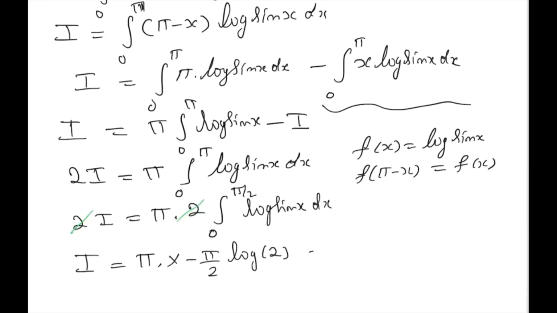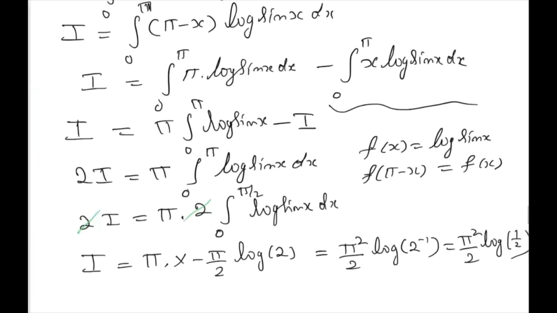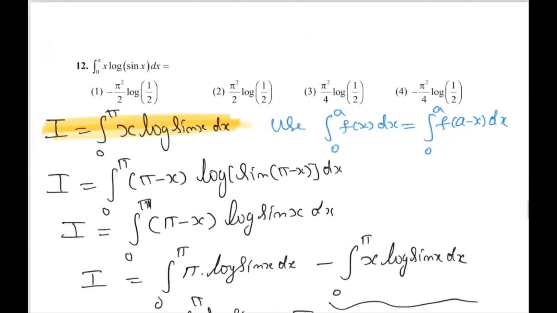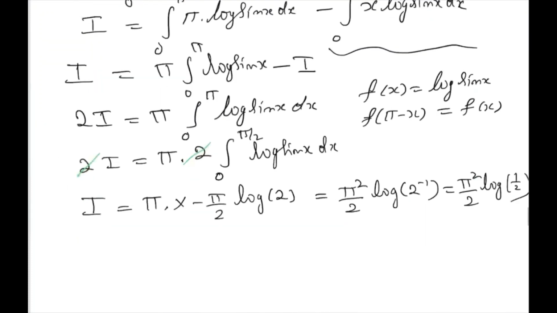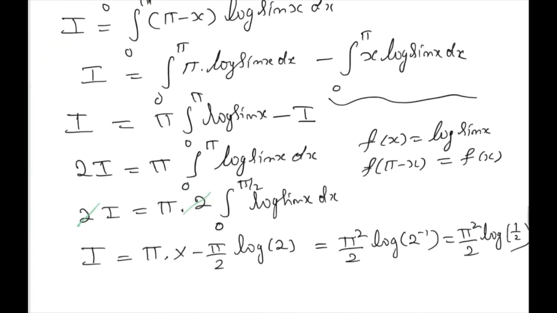Or you can write it as, take the minus sign to the power of 2 within the log. So pi square by 2 log of 2 power minus 1. That is pi square by 2 log of 1 by 2. So the correct option is the second option, pi square by 2 log of 1 by 2.